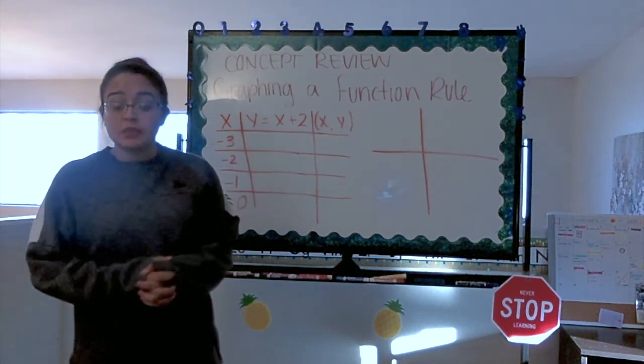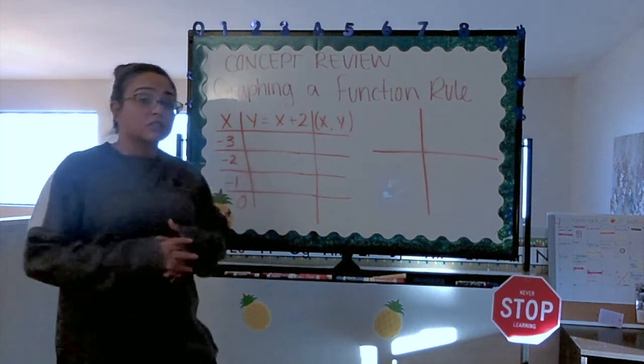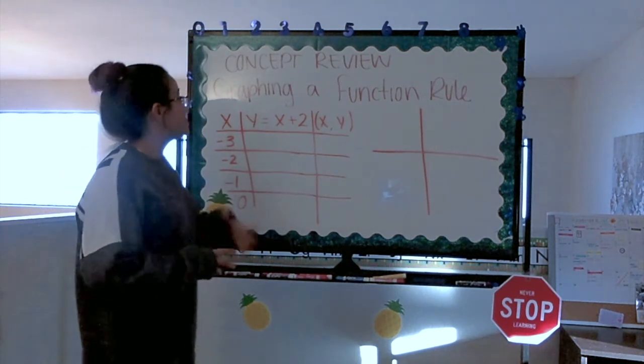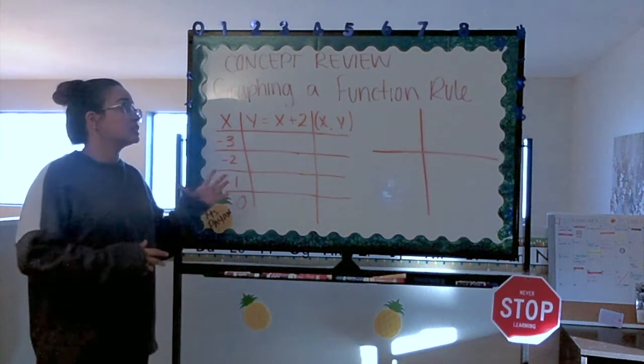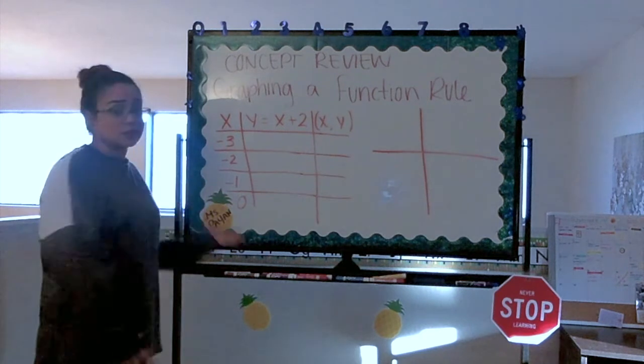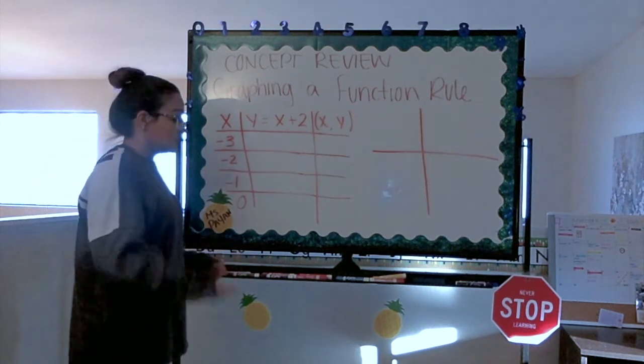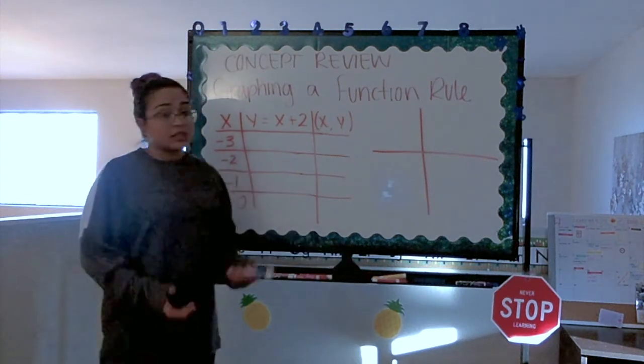Today we're continuing with our concept review that we got started with yesterday in Algebra 1. Today we're continuing with concepts 4 and 5. So let's get started with concept number 4. Concept number 4 was graphing a function rule. This must look familiar since we just saw it a couple days ago, but nonetheless, let's go over it together again.